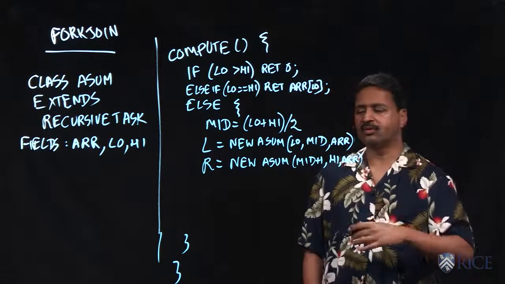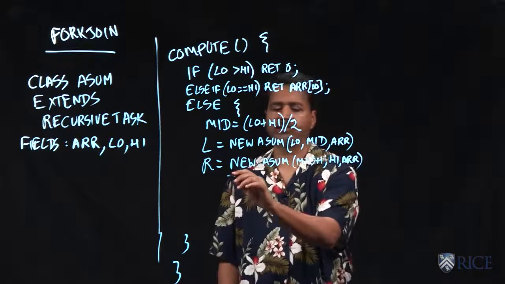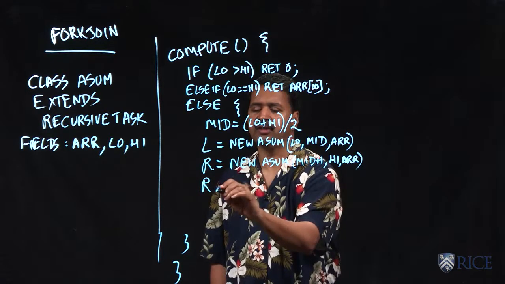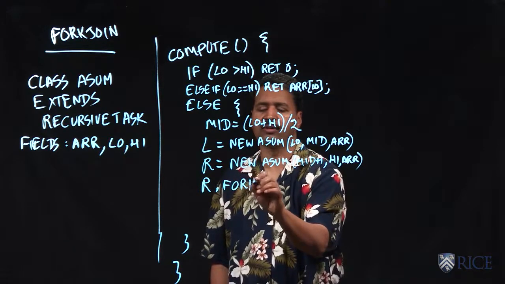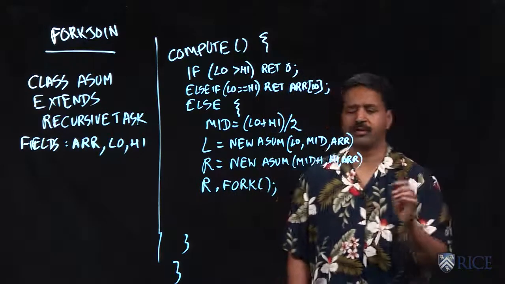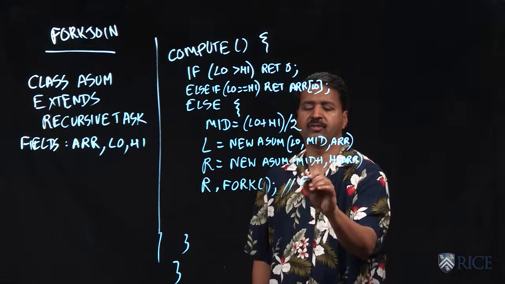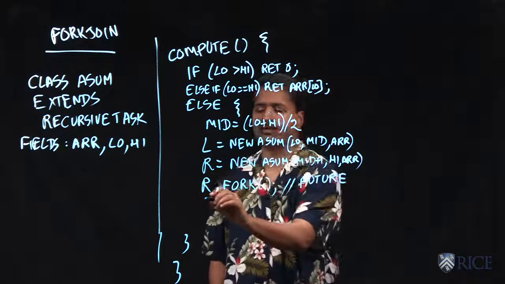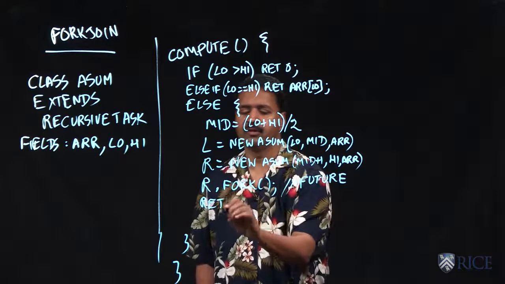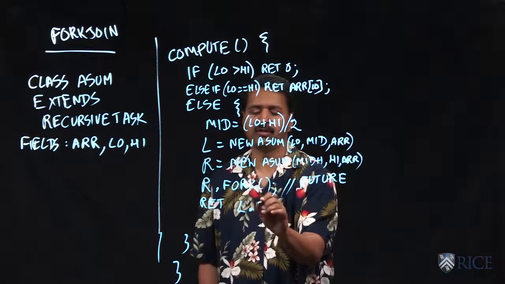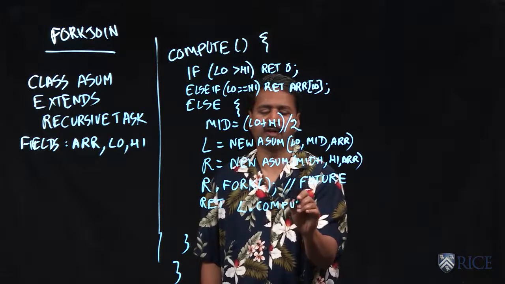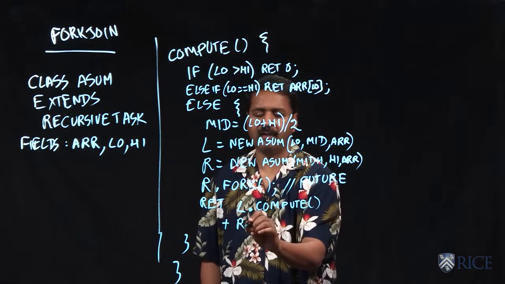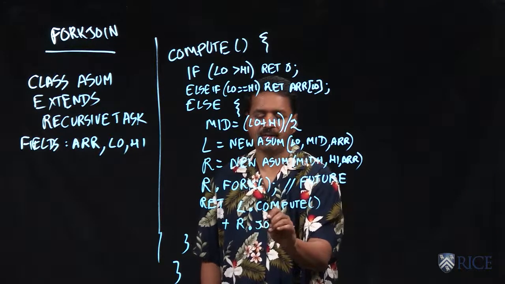Now what we can do is spawn the computation of the right half of the array as a recursive future task, and there we just have to use fork, just like we did before. And so this is really launching the future. And then, and this is the more elegant part compared to the last time, we can just return the sum of the value computed for the left half of the array and r.join.